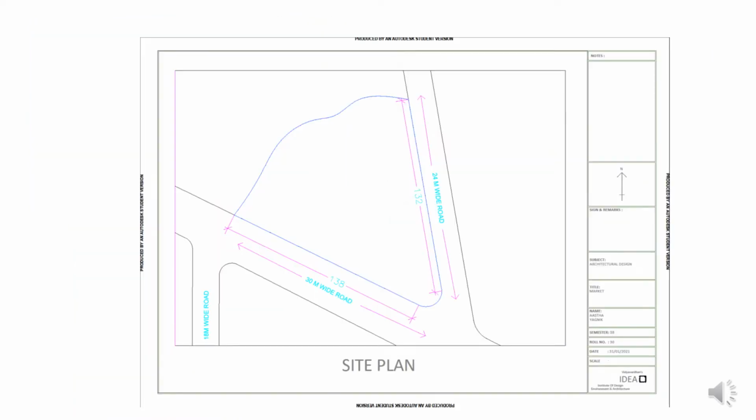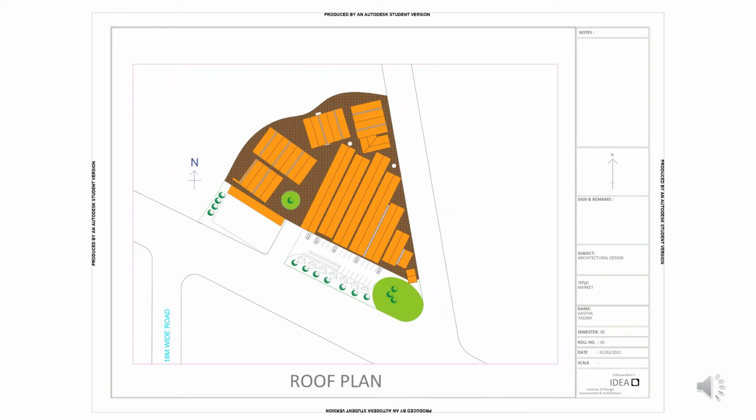This is the site plan. The area of the site is 11,000 square meters and it is located near City Center Mall, Nasik. So I proposed this design for a market in Nasik, and this is the roof plan.